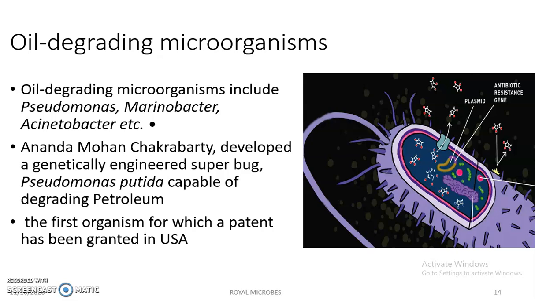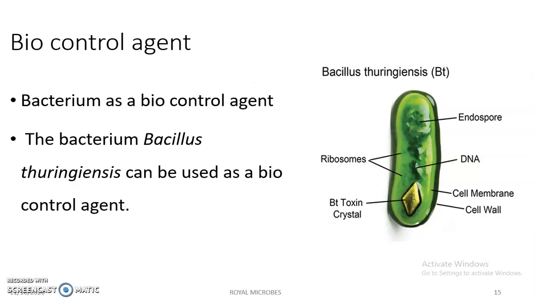Ananda Mohan Chakrabarti developed a genetically engineered superbug, called Chakrabarti's bacillus, and this is a species of Pseudomonas, that is Pseudomonas putida. It was developed through genetic engineering by Chakrabarti, and it is capable of degrading petroleum. It was the first organism for which a patent has been granted in the USA.